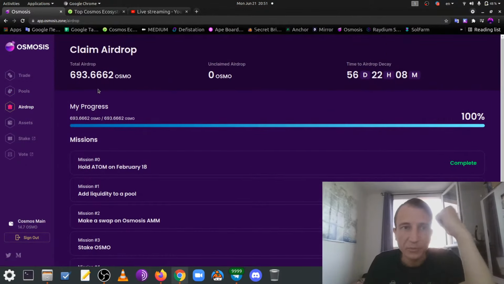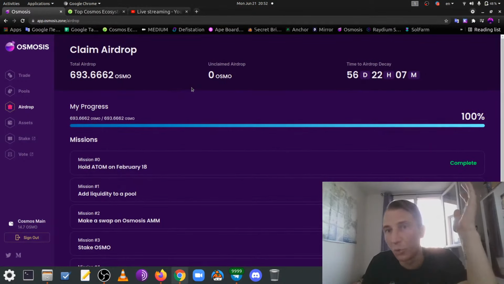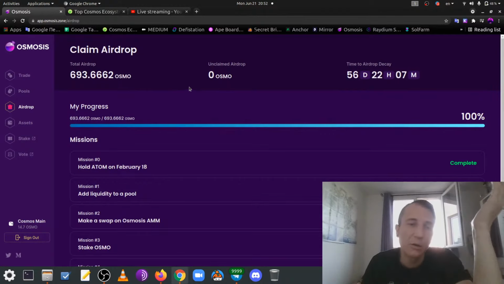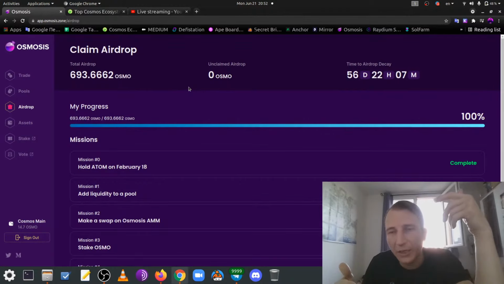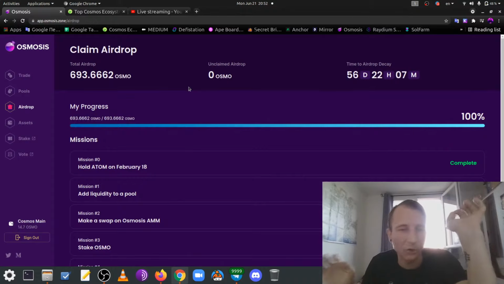Airdrop. If you were a staker of Atoms before the launch of the IBC, it means before the 18th of February 2001, you can claim your airdrop. If you weren't staking Atoms, guys, everybody was stealing 1,000 times.